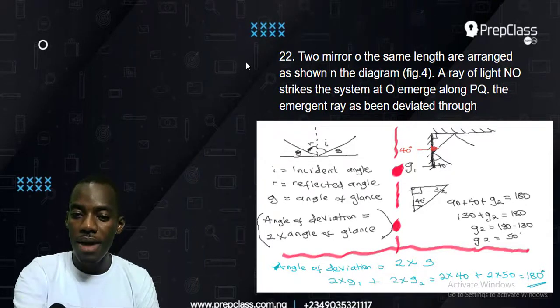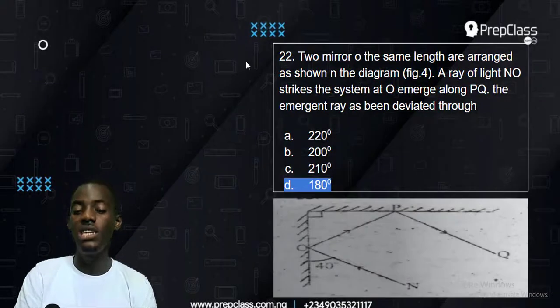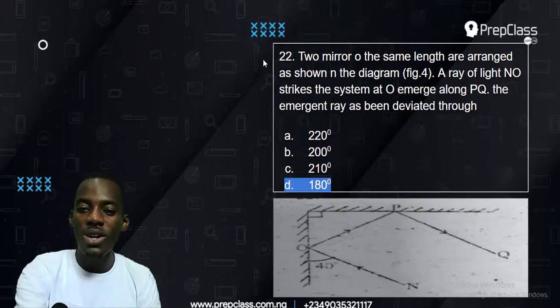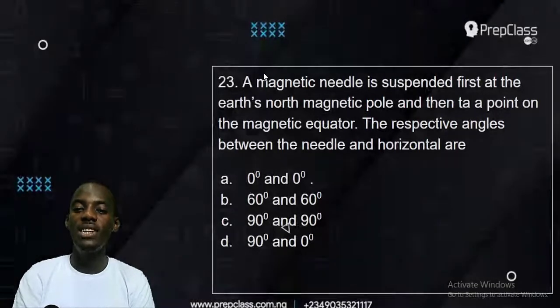So that makes option D the correct answer. Don't forget the working is something you can do. Just follow the method and you have no problem. Okay, so good. Let's check number 23.